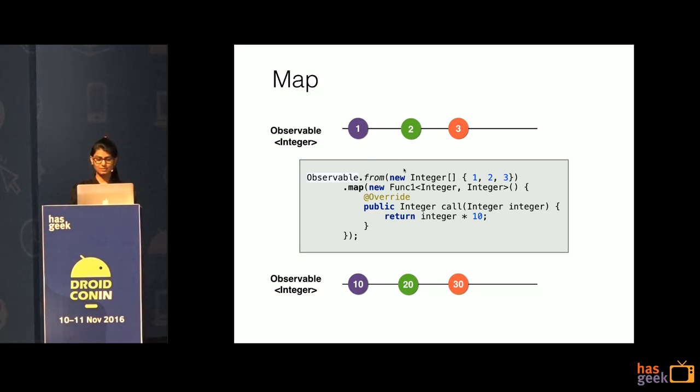So this is a simple code snippet. We are first creating an observable from these three integers. Then we are applying the map function. And we are supplying it a function that says how we want to modify the item. So here simply we are multiplying it by 10, so we get 10, 20, and 30 as a stream.